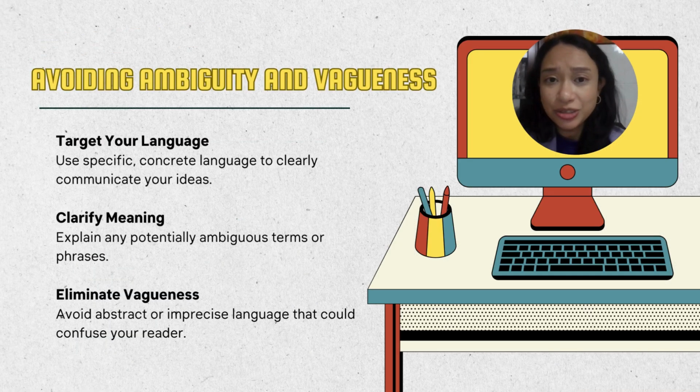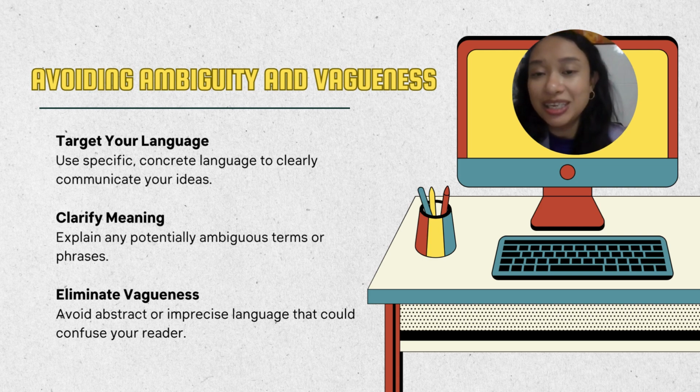All right, so we are going to try to avoid ambiguity and vagueness in our writing. So, how do we do that? First of all, target our language. We must try to use specific, concrete language to clearly communicate our ideas. And this can be helped by the help of a dictionary. Secondly, we need to clarify meaning of any words that are vague or ambiguous to our readers. So we can give a definition, perhaps, or try to give an example to support that term to help our readers have a clearer picture of what we are trying to say.